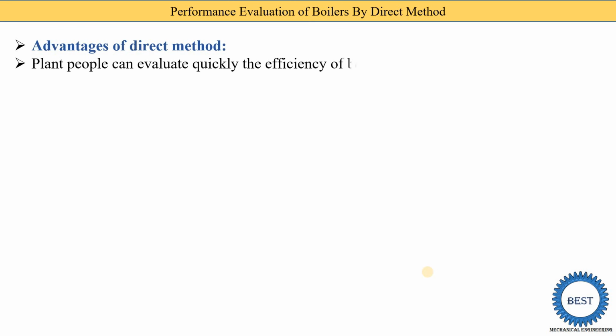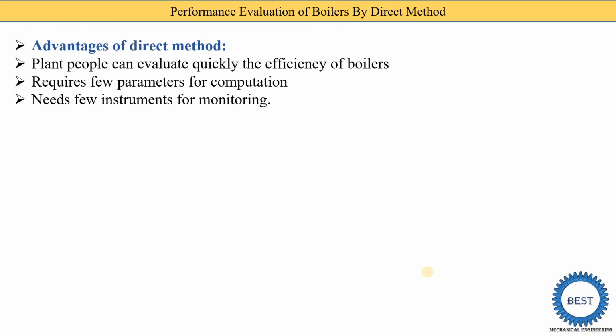So we see that the equation is simple and only a few parameters need to be known. So plant people can quickly evaluate the efficiency of the boilers; it requires only a few parameters for the calculations and needs few instruments for monitoring. It means we just require to measure the flow rates, capital Q and small q, and the temperatures and pressures, and the GCV is directly given by the supplier. If the supplier of the coal or gas has not given it, then we need to calculate in the laboratory what the GCV is.